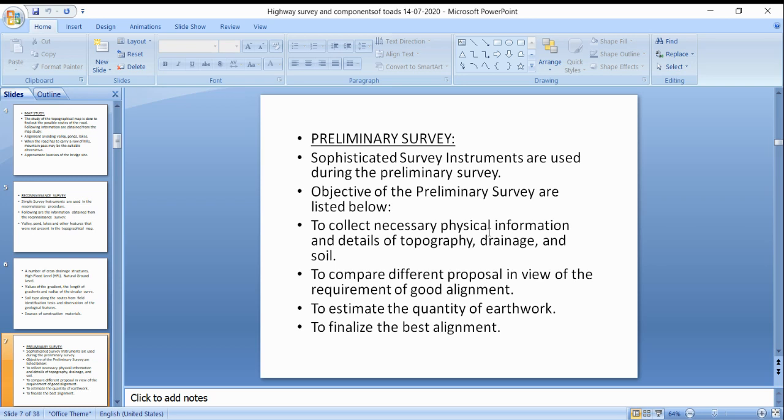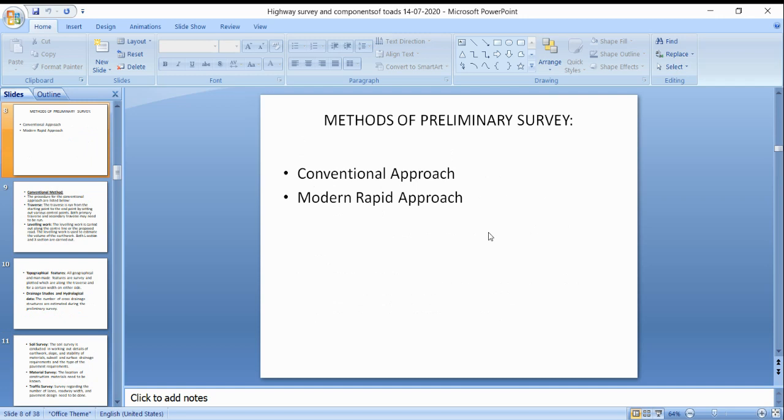So if we are going to propose an alignment, this is the final one that we are going to propose, then they have to estimate the earthwork. A rough or abstract estimation can be done with the preliminary survey, to find us the best alignment.